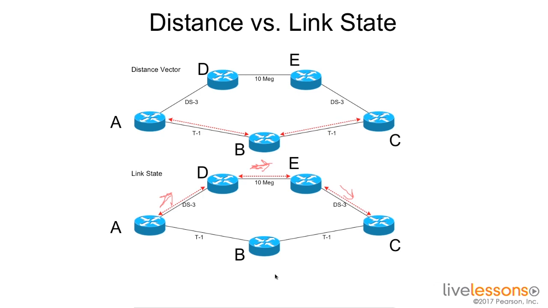So in this case, you can see that a link state protocol in this scenario is highly preferred over a distance vector protocol. Please join me for the next lesson, Understanding the Routing Process.